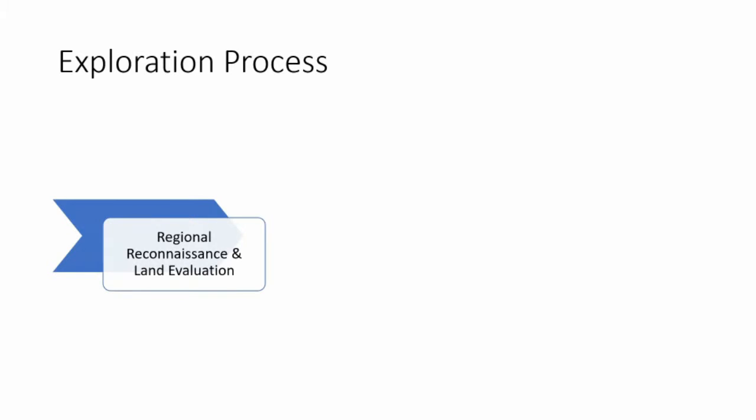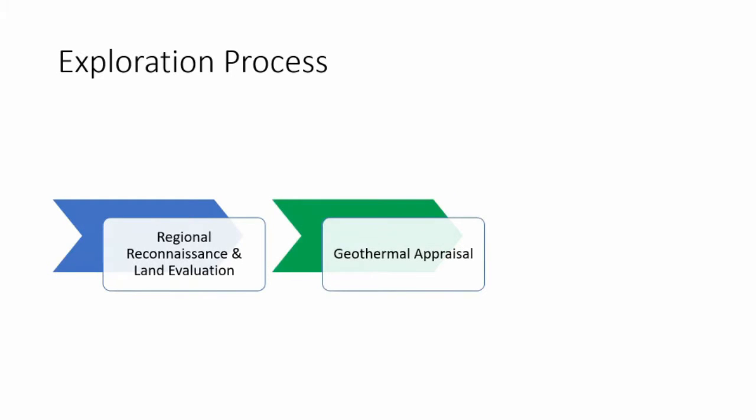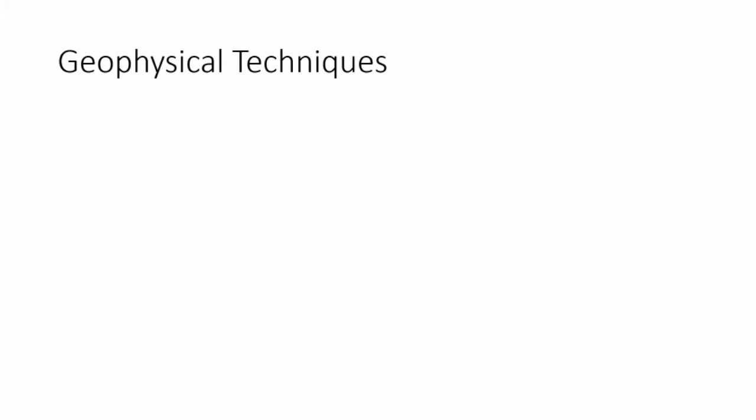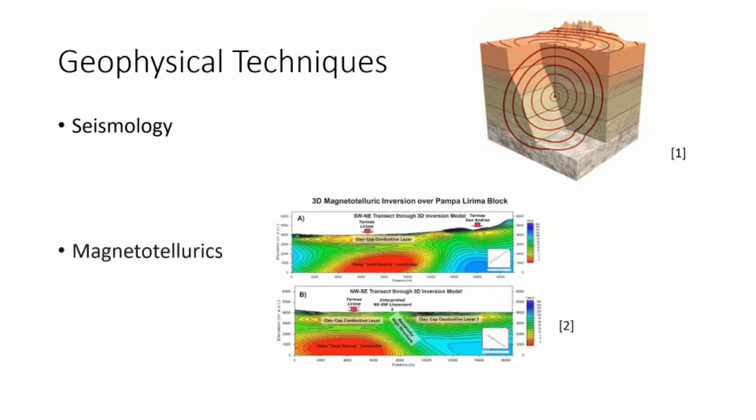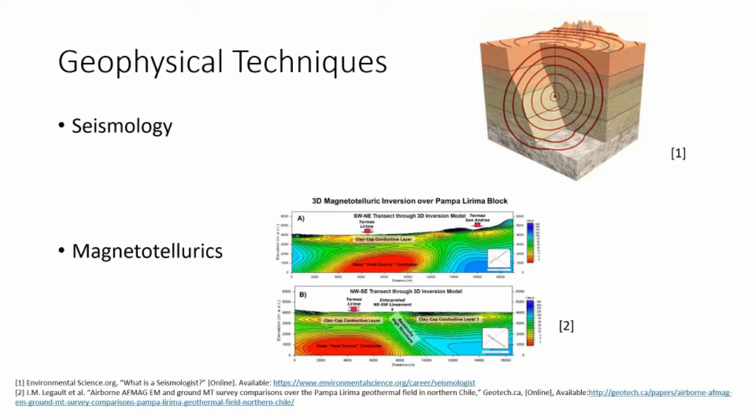The next phase of the exploration process is geothermal appraisal, where short-range geothermal information about a region is acquired. Geophysical techniques are commonly used for this stage. The most common geophysical techniques are seismology and magnetotelluric surveys. Seismology uses acoustics to map changes in density, while magnetotellurics uses electrical pulses to map changes in conductivity. Both of these properties can be correlated to pockets of hot fluid or metamorphic rock, which have high geothermal potential.